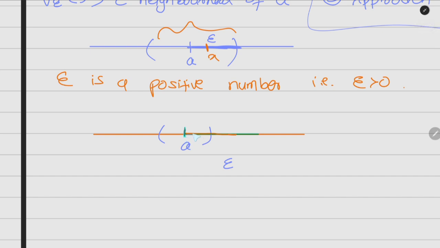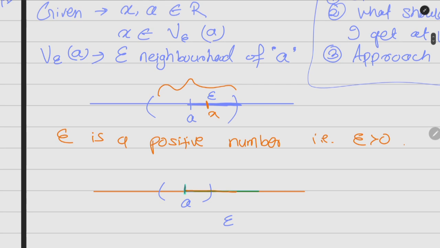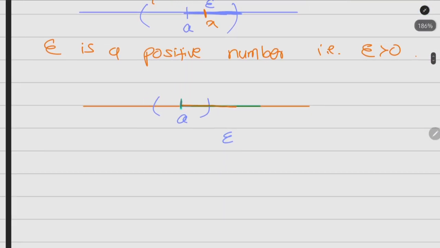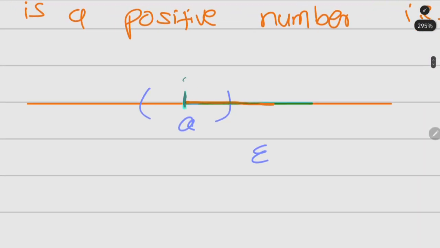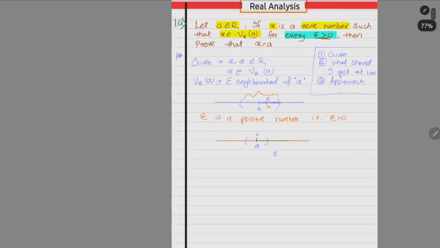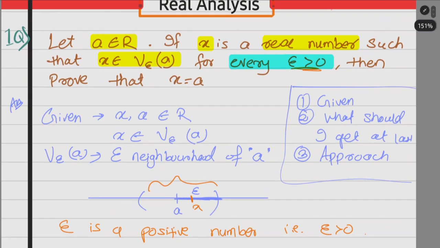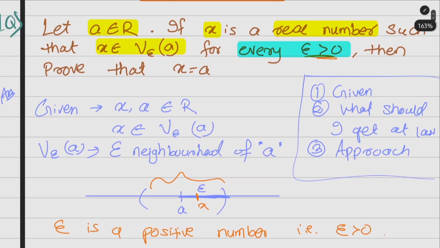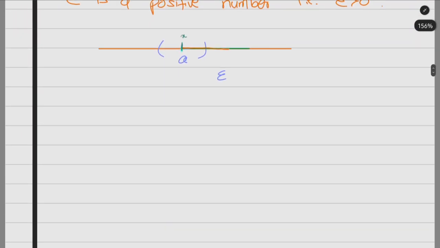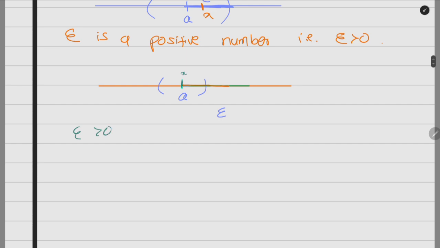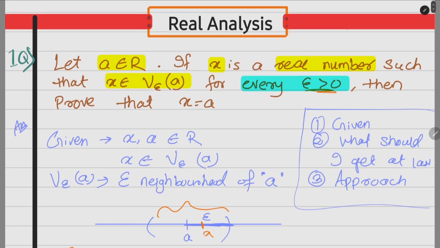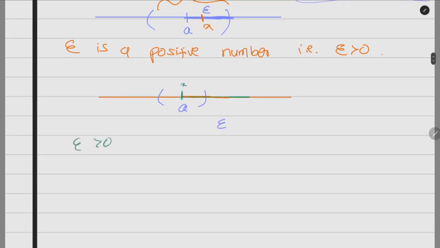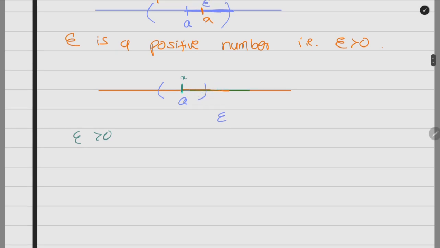Now A is here, so epsilon, so we can show that x will be at A point. How? From the statement, if you can see that epsilon is a positive number. Epsilon is a positive number, isn't it? Epsilon is a positive number, and x belongs to the epsilon neighborhood of A.